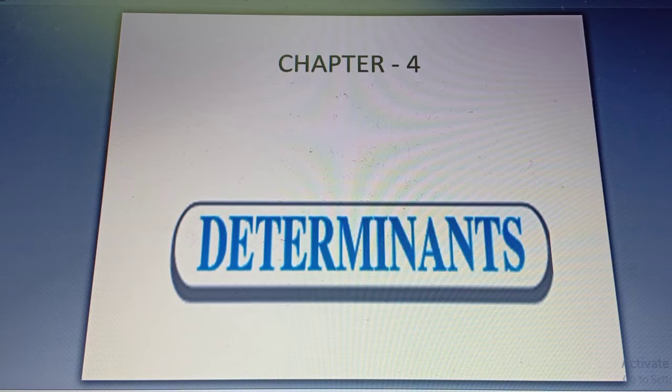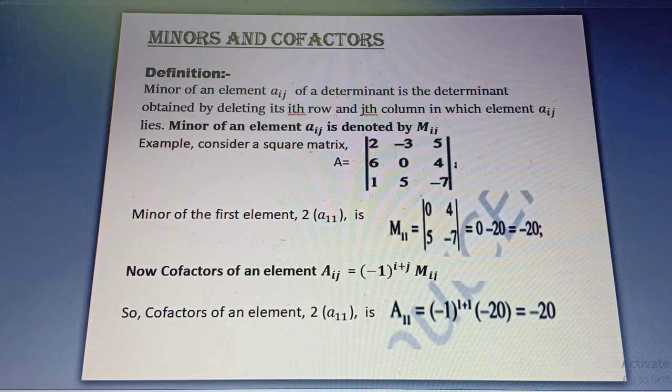In this video lecture I am going to continue chapter 4. The name of the chapter is Determinant. Here I am going to explain the concept of minors, cofactors, adjoint of a square matrix and how to find the inverse of a square matrix. So students, it is very important. First of all I am going to explain what is minor and cofactor.